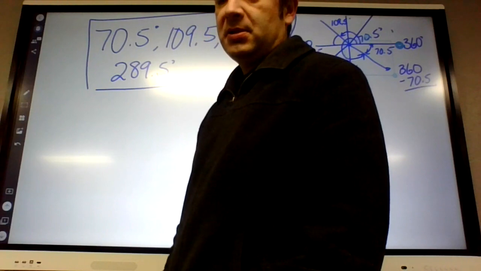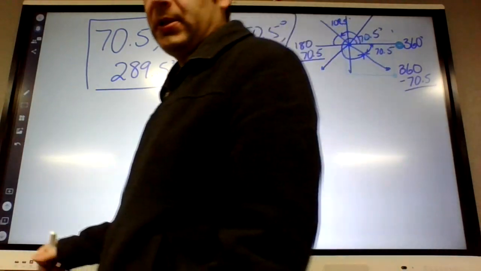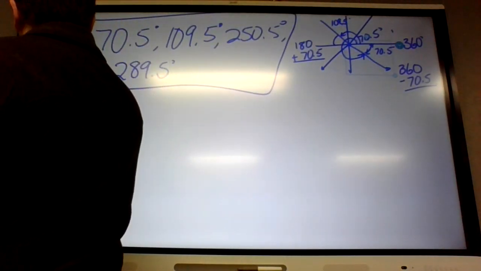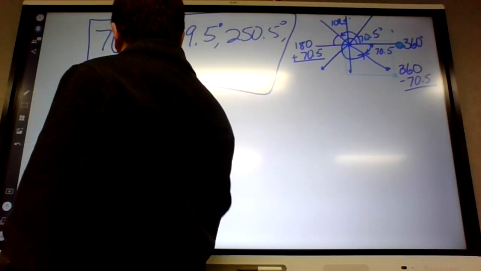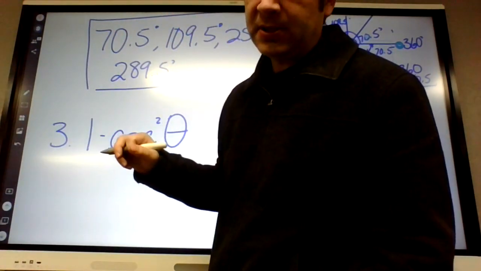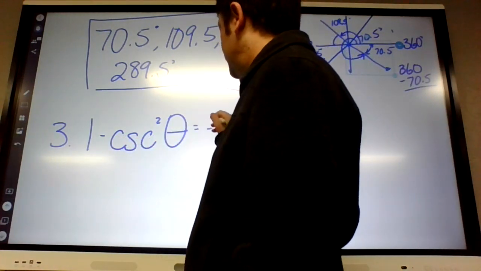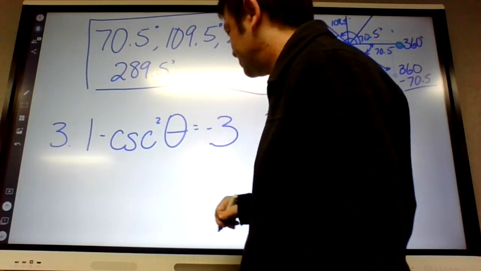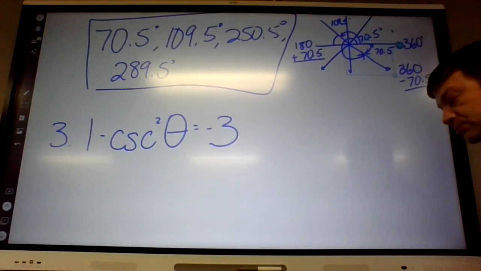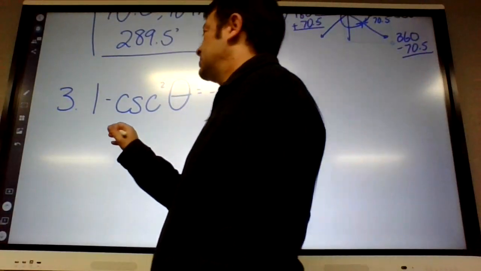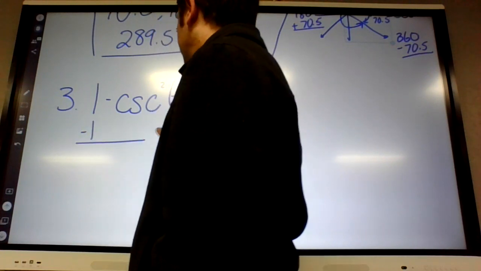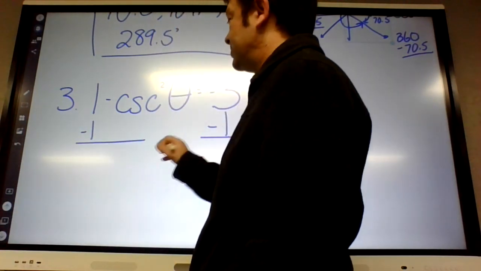Now number 3 is kind of the same thing, just cosecant squared this time. What do you guys think we should do first? Minus 1. Let's minus the 1. Let's get cosecant squared by itself.